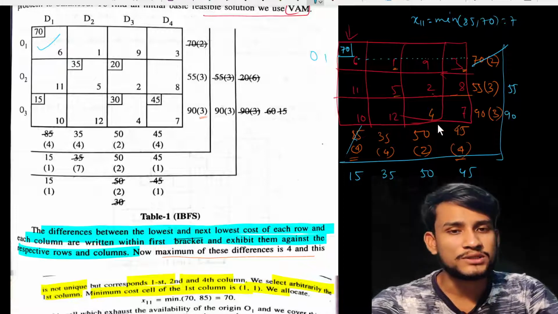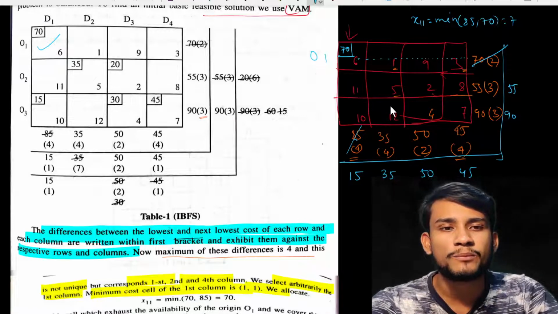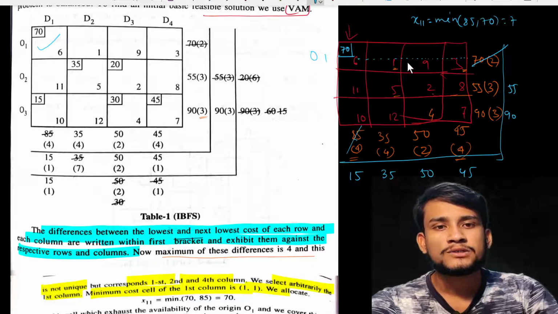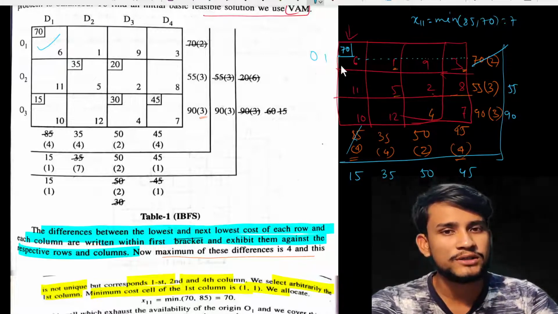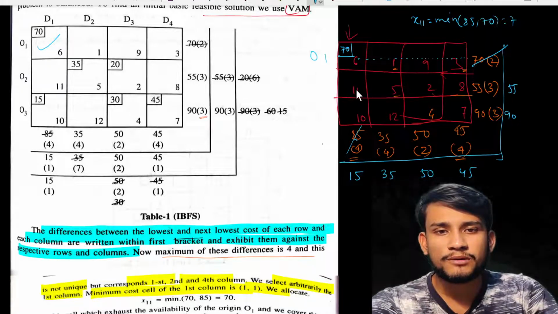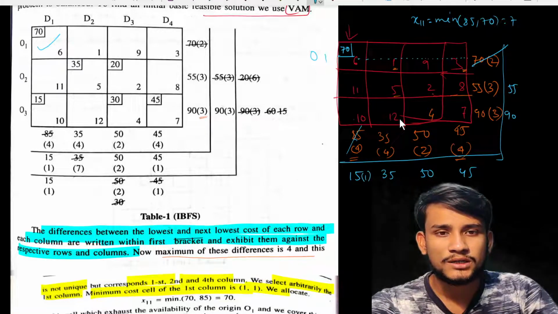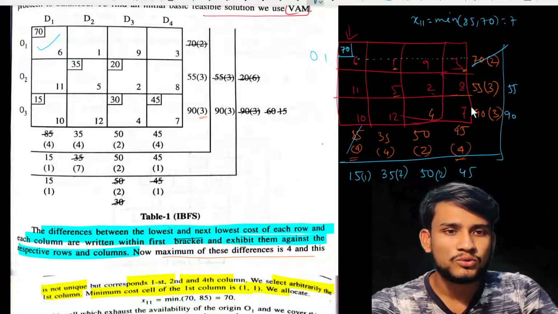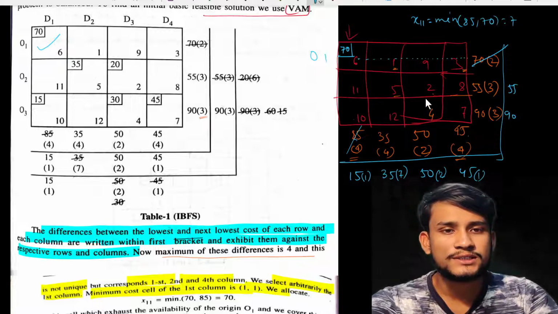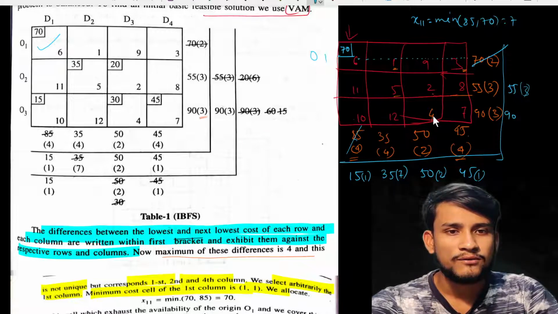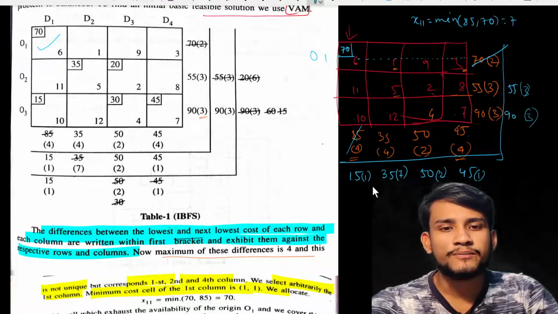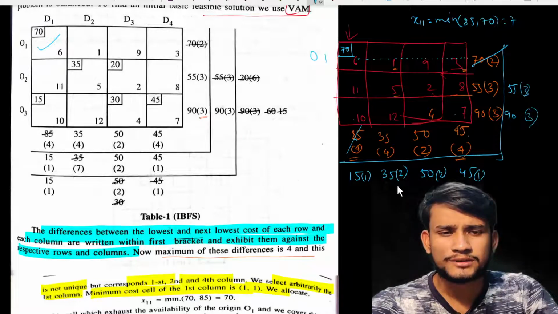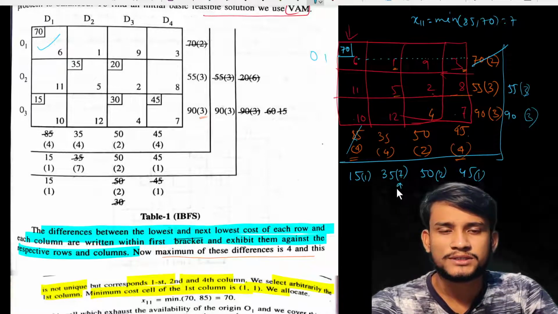Now we apply the same process, that is, we find the minimum of each row and each column. This first row is exhausted, so now we find the differences: 11 and 10, then 1, 12 and 5, these two numbers give 7, and then 2 and 4 is 2, 8 and 7 is 1, and for row 2 and 5, this is 3, and 4 and 7, this is also 3. So the highest difference is this 7, and this is the entering vector.